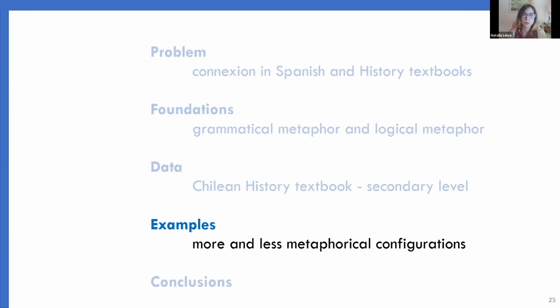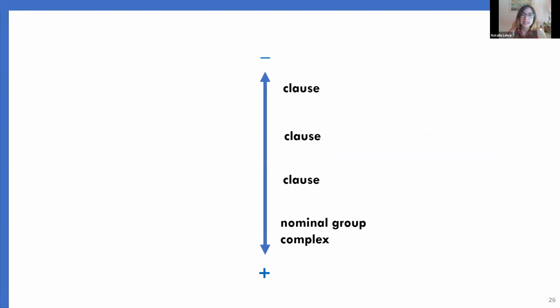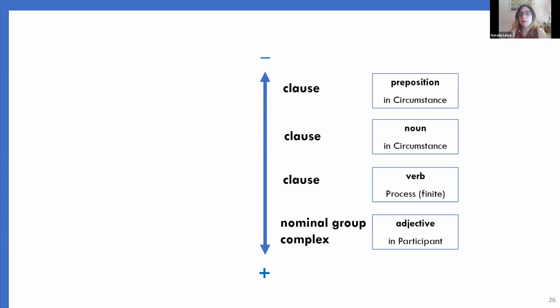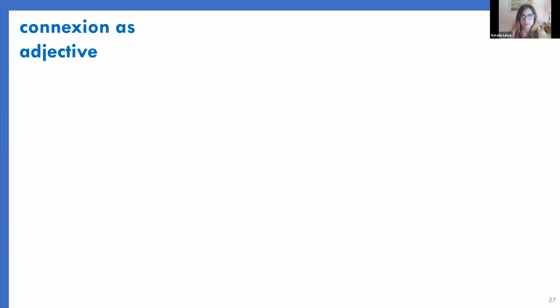found in the textbook. The data analyzed showed that sequences were metaphorically realized by both clause and nominal group complex. In what follows, we will review realizations from more to less metaphorical involving the following word classes: connection realized as adjective, verb, noun, and preposition. We begin with the analysis of logical metaphor realizing connection through adjective.